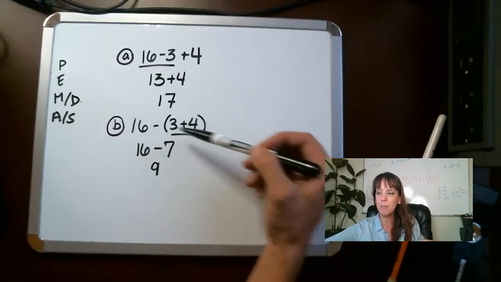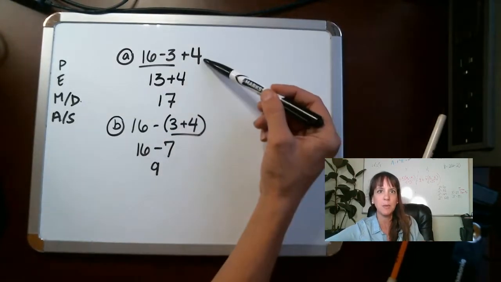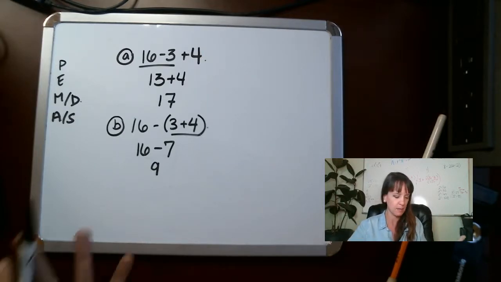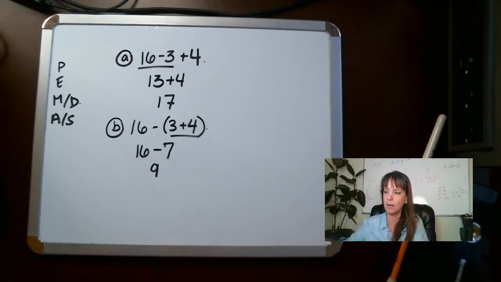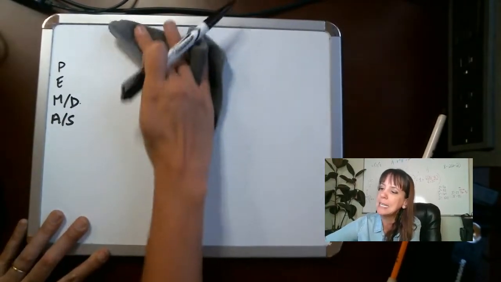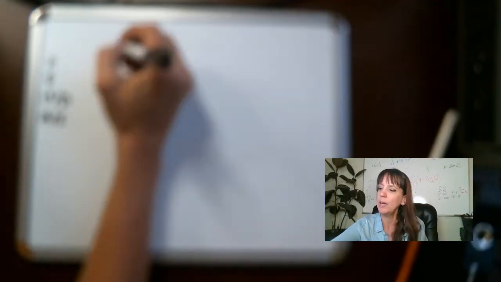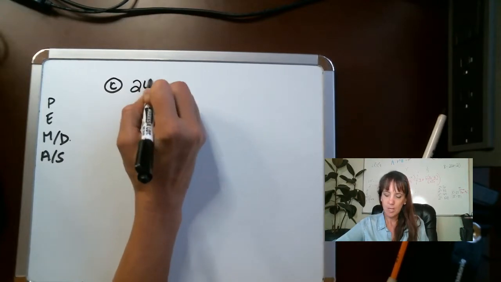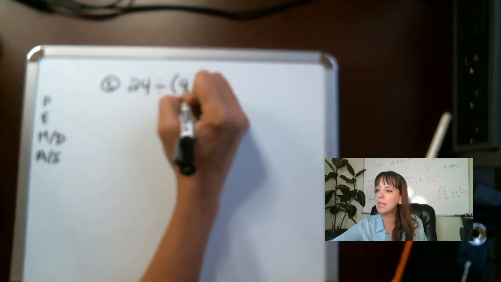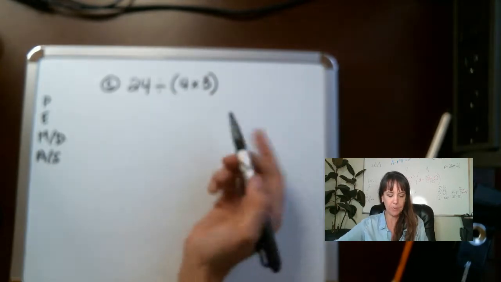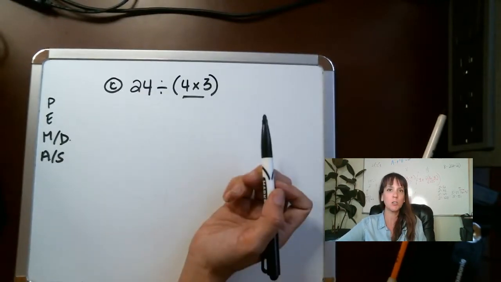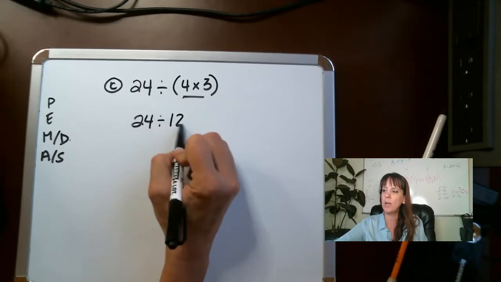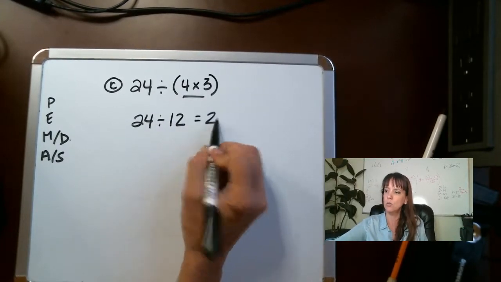Again, same numbers up here, same numbers up here, different answers because of those parentheses. All right. Hopefully I've made my point by now. For C, we have 24 divided by quantity 4 times 3. All right, for this guy, we are going to do this first because that's our parentheses. 24 divided by, that guy is 12. Your answer is 2. Excellent.